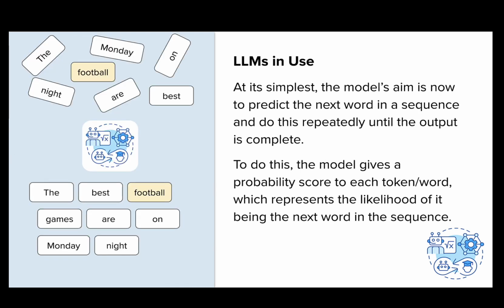So how does it work in its simplest form? Well, in its simplest form, the model's aim is to predict the next word in the sequence and do this repeatedly until an output is complete. So if our word was football, or what's the best night to watch football is the prompt we give to our chatbot, the LLM will go ahead and look at the probability score of other related words to the word football and may generate the best football games are on Monday night.